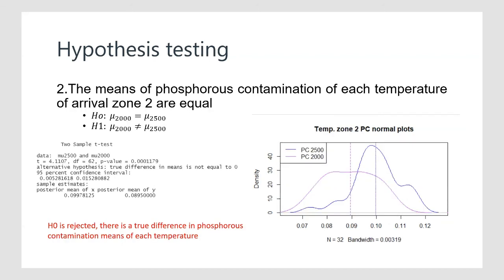For the means of phosphorus contamination of temperature of arrival to zone 2, we can see in the confidence interval that 0 is not present there. So the null hypothesis is rejected. So there's a true difference in phosphorus contamination means of each temperature. And graphically, we can see that the means of each sample are very separate from each other. So this null hypothesis is rejected.